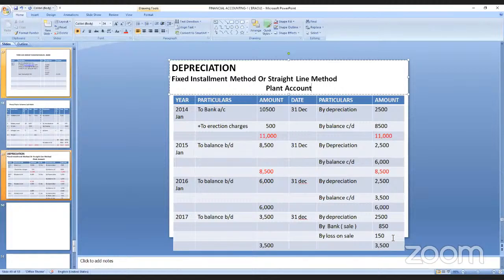We'll do one problem. It is not in your book, so do it from my book. It has depreciation accounts. That's why I'll use the other books.